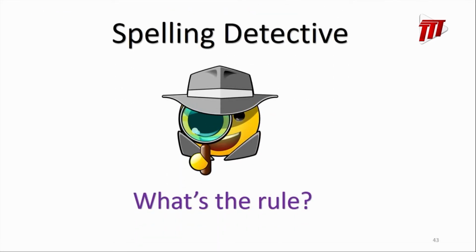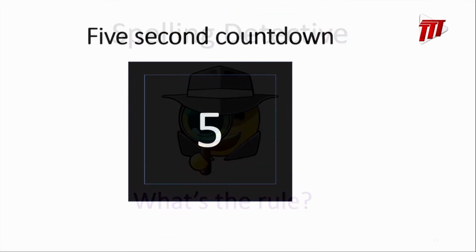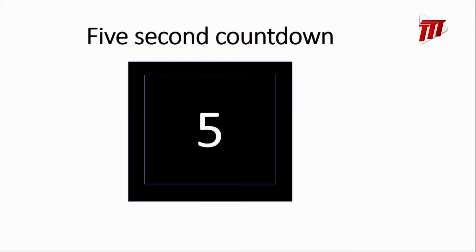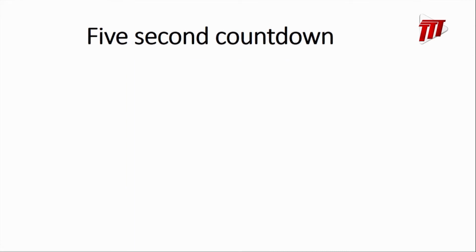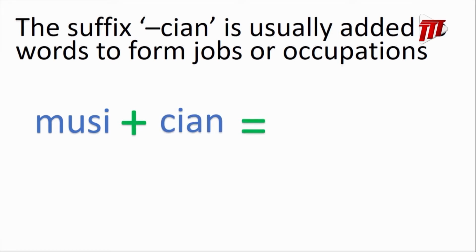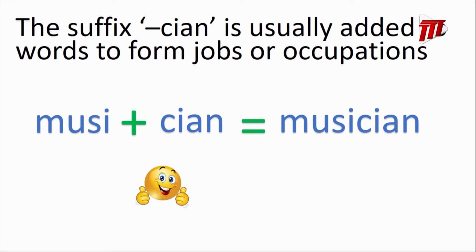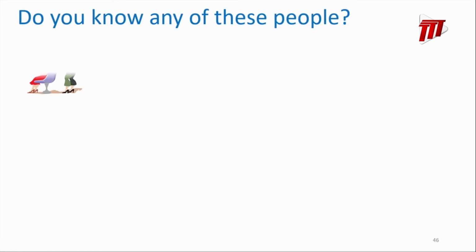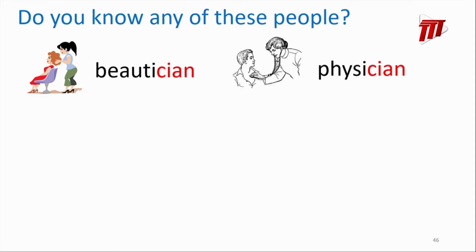When forming the noun or job, you have musician, optician. You can think of words with C-I-A-N at the ending to form jobs or occupations. We have music, musician. M-U-S-I-C-I-A-N. Correct. What about other people? Beautician. B-E-A-U-T-I-C-I-A-N.